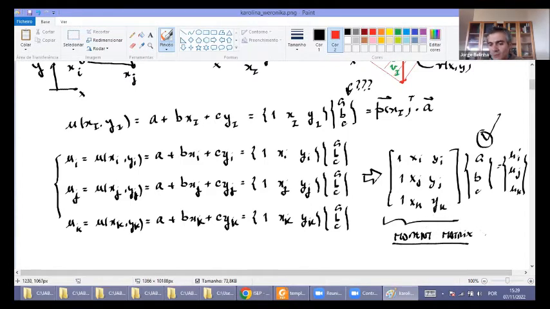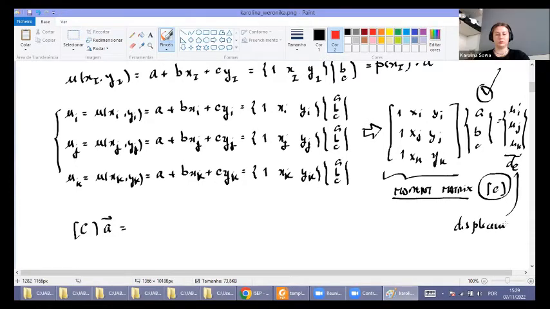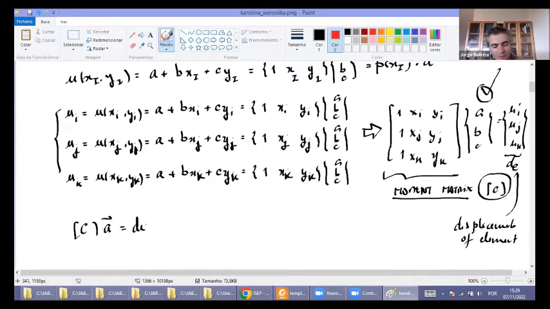And we generally use the letter C for it. So if you look at here, you see that C multiplied by vector A, because this is the same vector, is equal to, let's call this vector DE. Why? Because it's the displacements of the element. But they are only U. So let's use another letter. Let's put it D, U, E, to know that it's only for U's.